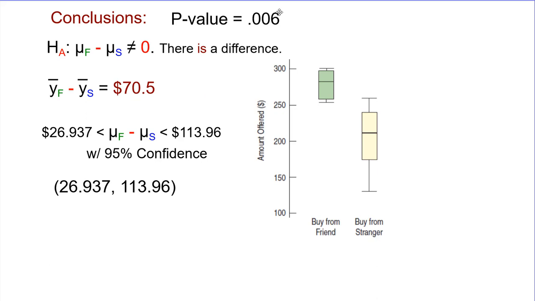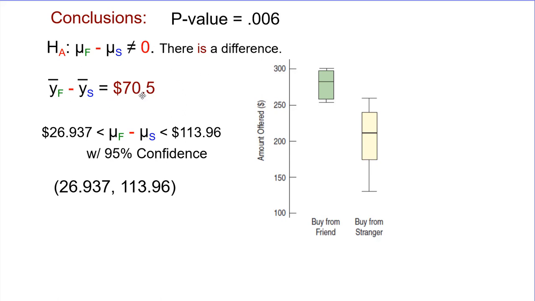So conclusions: our p-value is less than 1%, less than any reasonable alpha level, and so we would have enough evidence, or our observed difference in our samples would be statistically significant, for us to be able to reject the null hypothesis in favor of the alternative. So we believe there is a difference.